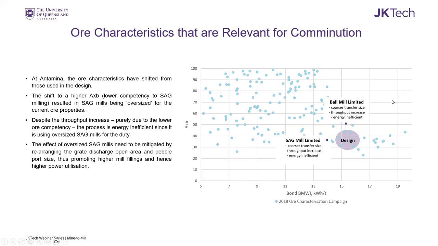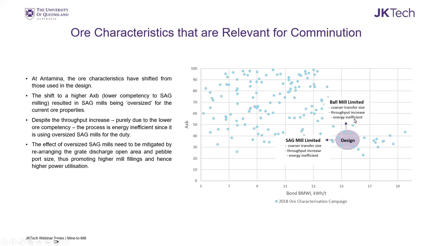So here we have a number of points. They correspond to samples where the two tests have been conducted. So this is a particular ore characterization campaign conducted in 2018 at Antamina, where you can see the spread, which is natural variability. But something to highlight in here is that the ore characteristics have shifted over the years to become softer for SAG milling.